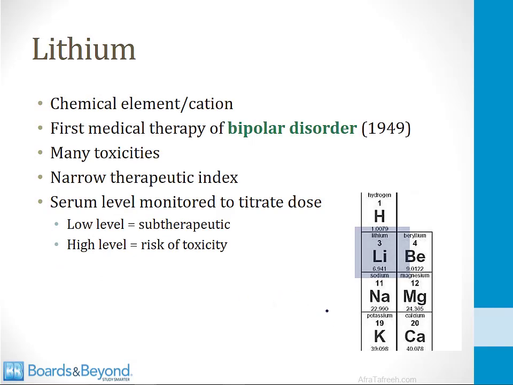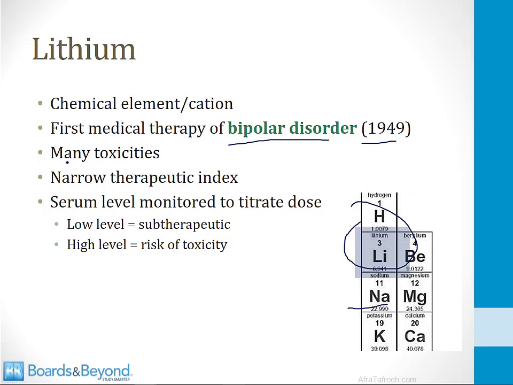Lithium is a chemical element. You can find it on the periodic table right above sodium. It's also a cation, which means it is positively charged. And lithium was the first medical therapy that was ever determined to be effective for bipolar disorder. This happened in 1949. It's still used for bipolar disorder in some cases today.